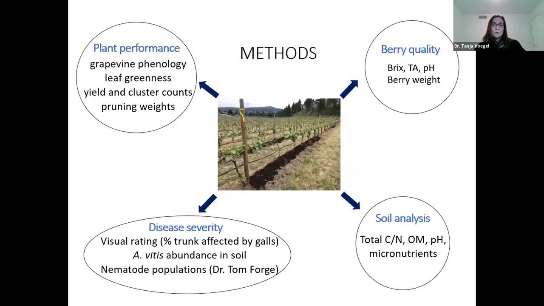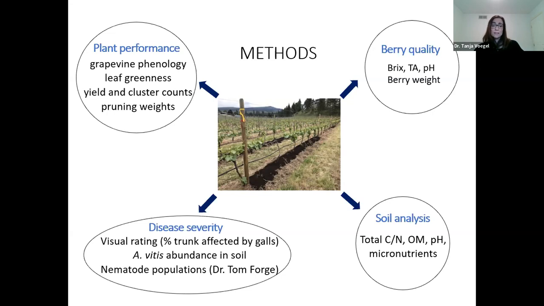So over the years, we have looked at a lot of different parameters, the first one being plant performance. So we looked at all the grapevine phenology measurements. We assessed leaf greenness as a measure of leaf nitrogen content. We looked at harvest yield and cluster counts, and determined pruning weight in winter. Then at harvest, we also sampled berries and analyzed them for Brix, TA, pH, and berry weight. And then we analyzed the soil to see if compost changed any of the soil properties. Specifically, we looked at carbon and nitrogen, organic matter, pH, and micronutrients.